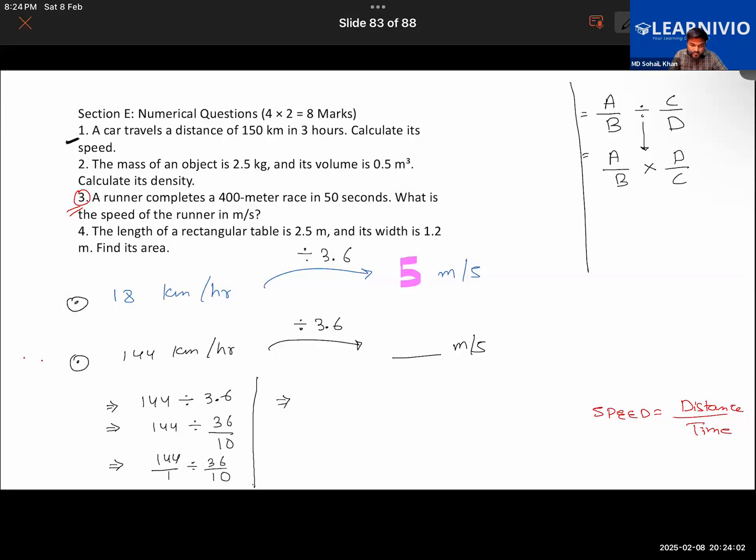Sir, send the answer for this one. Let me see. Yeah, that one is correct. Very good. You have written the unit too. That is 8 meter per second. Good. Okay, Fatima, what about you? You're done with this question? 144 kilometer per hour.